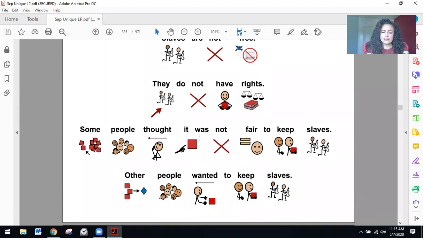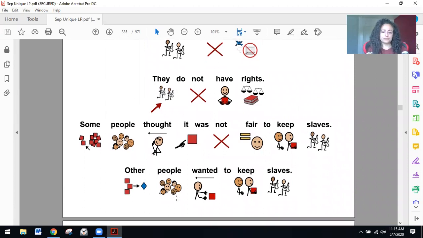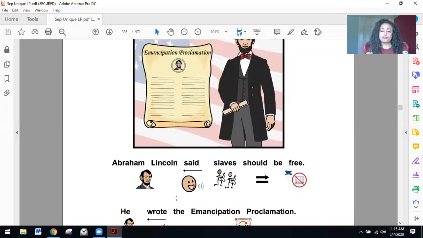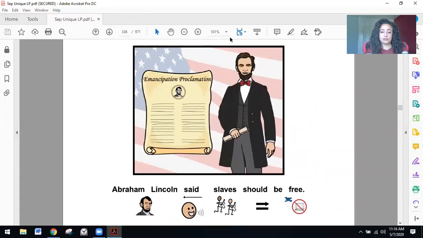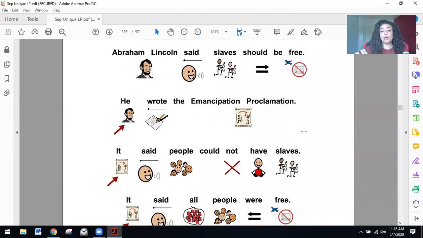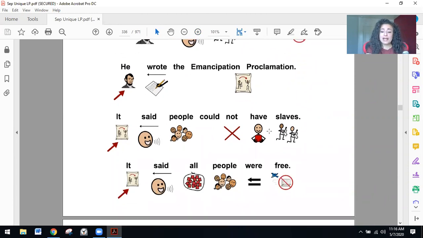Some people thought it was not fair to keep slaves. I totally agree. Other people wanted to keep slaves. Abraham Lincoln said slaves should be free. And this guy here, he is very important. His name is Abraham Lincoln. Abraham Lincoln said slaves should be free. He was the one that wrote the Emancipation Proclamation. It said people could not have slaves. It said all people were free.